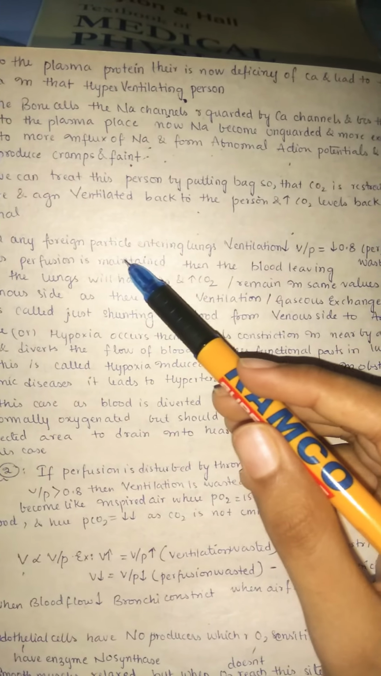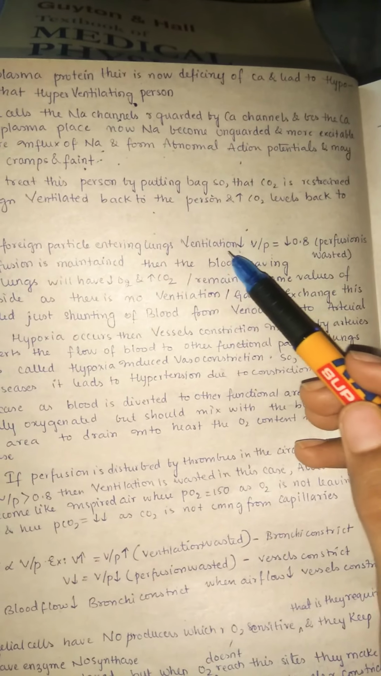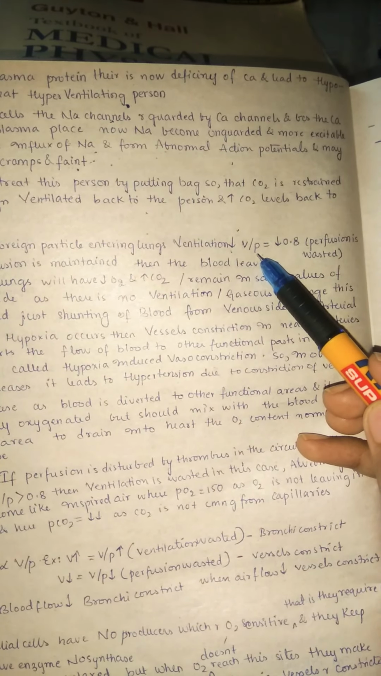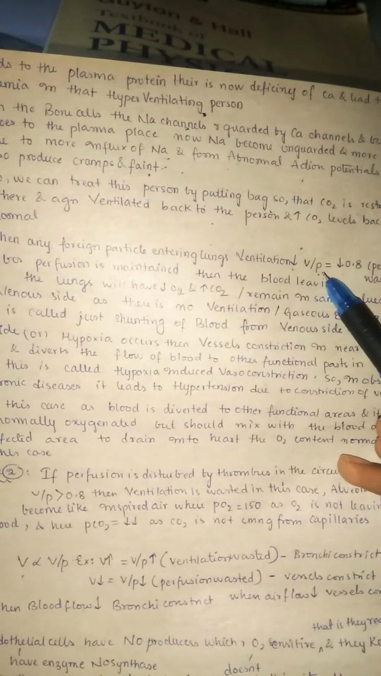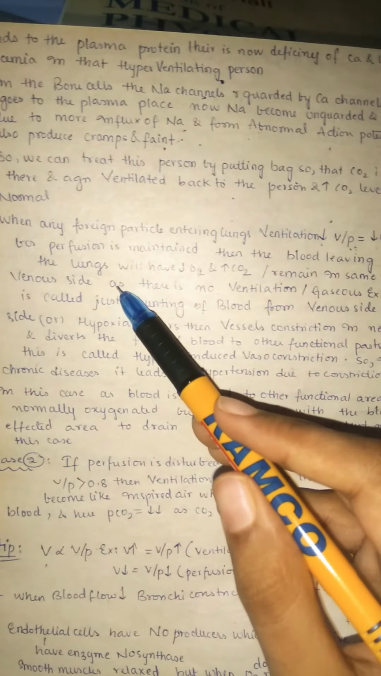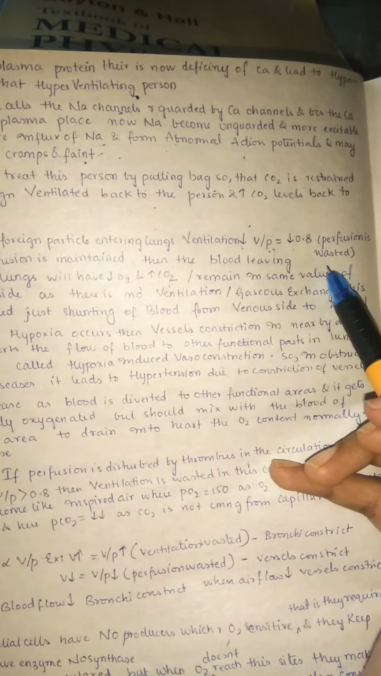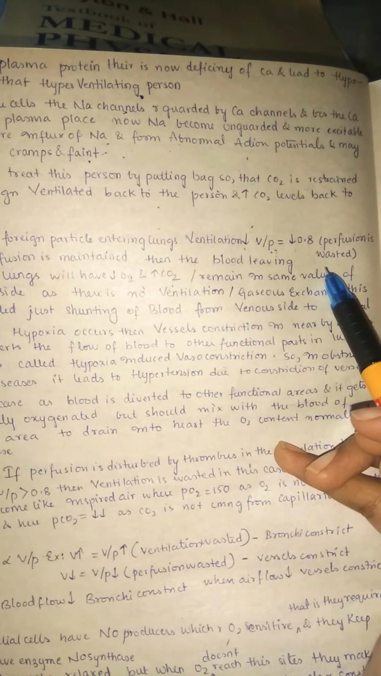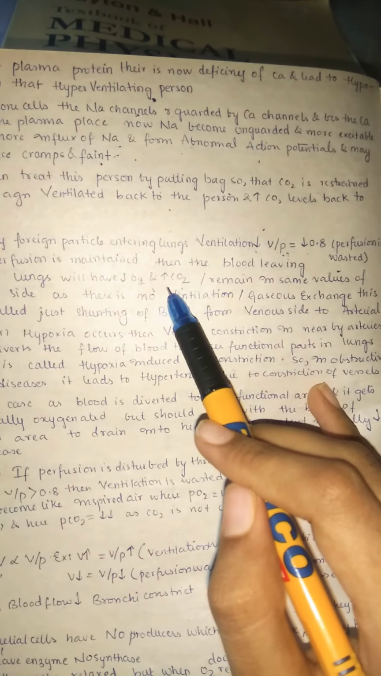So when any foreign particle enters the lungs, ventilation decreases. Ventilation decreases means the ventilation perfusion ratio is less than 0.8. Whenever ventilation perfusion is less than 0.8, perfusion is wasted because of higher perfusion. Because perfusion is maintained, the blood leaving the lungs will have low oxygen and higher carbon dioxide. Perfusion is wasted means it has not got normal ventilation, so you can understand the carbon dioxide has increased.